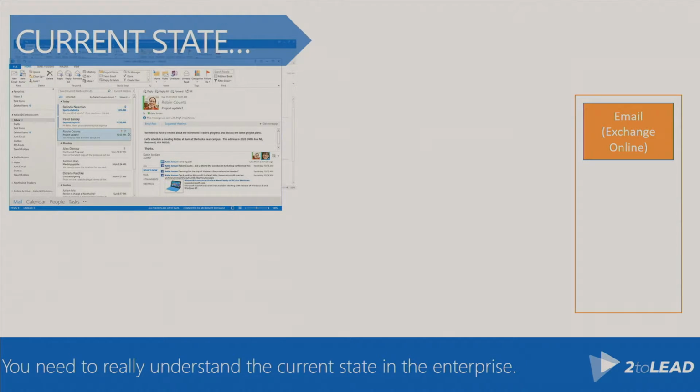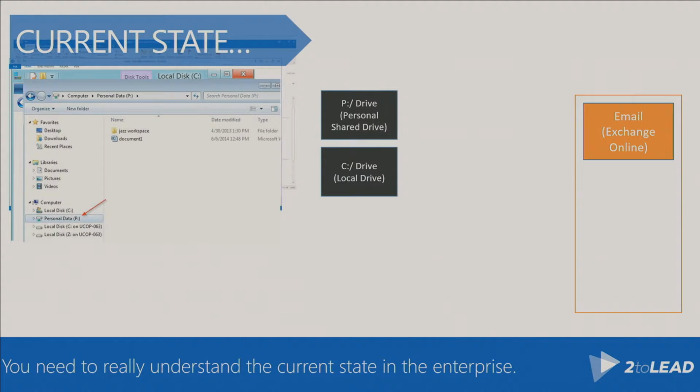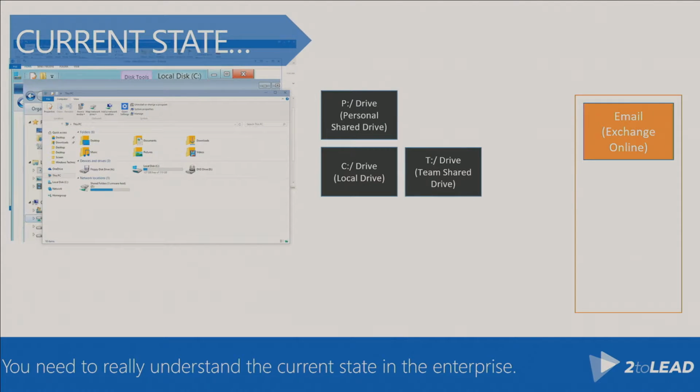As an example, great. They're using Modern Office. They're using Exchange Online. That's awesome. But they also use the C drive. A lot of users are still using that. And in fact, they use the P drive. The P drive is where we work on our personal files. Not everyone, but a lot of people still use that. Oh, and by the way, we also have the T drive, the S drive, all these other drives. We have this other system as well.